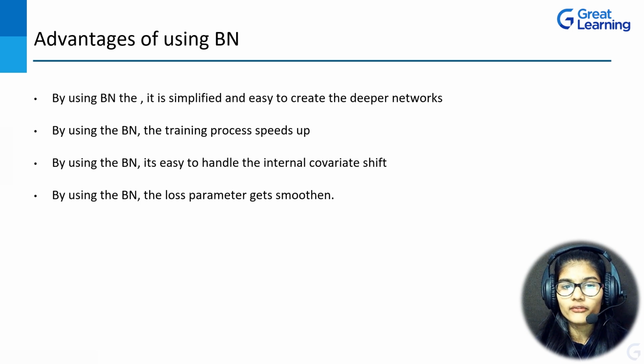So there are four very important advantages of using batch normalization, which again I am going to repeat here. It is simplified and easy to create deeper networks. The training process speeds up by the use of batch normalization. It is easy to handle the internal covariate shift, and the loss parameter gets smoothened by the use of batch normalization.